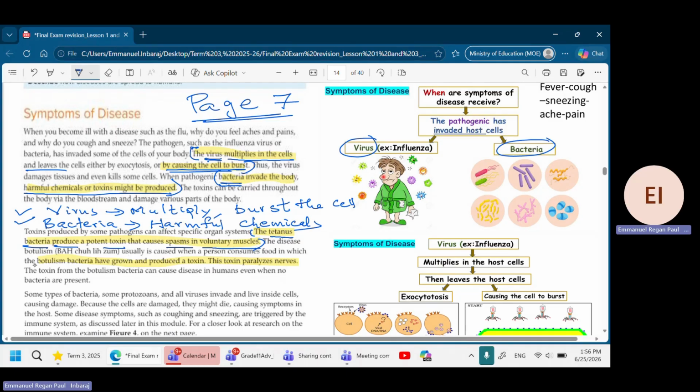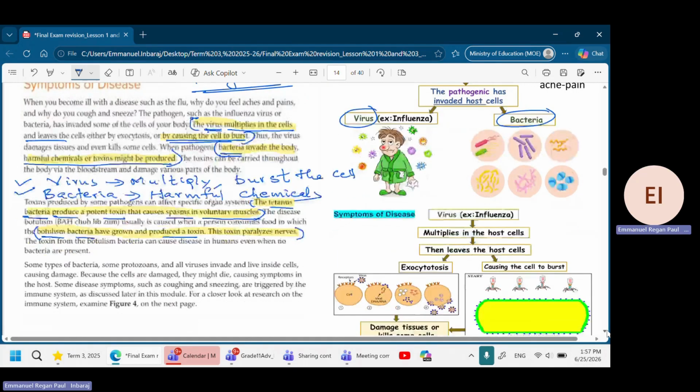voluntary muscles. And there is another bacteria called the botulism bacteria. So they also produce toxin. This toxin will paralyze the nerves. It paralyzes the nerves. Okay. So now let's see the questions on it.